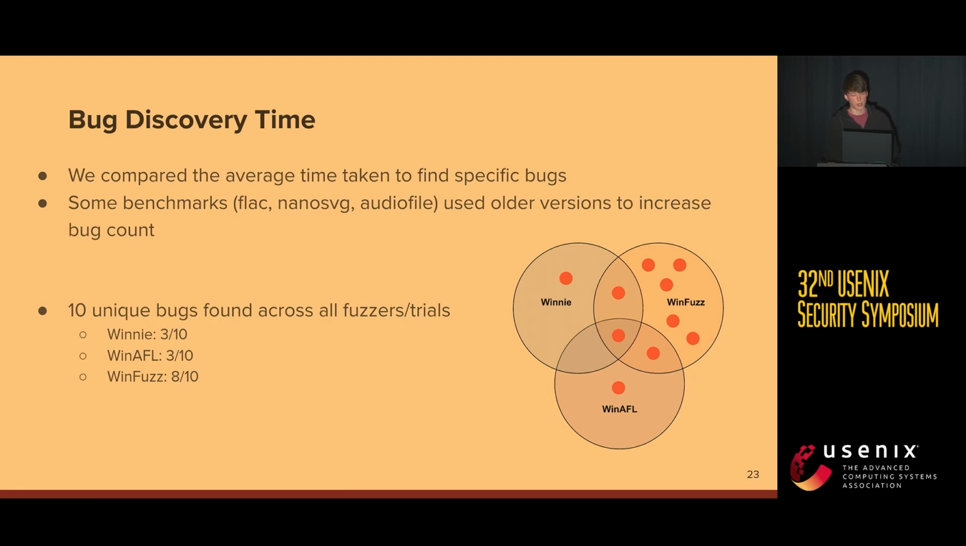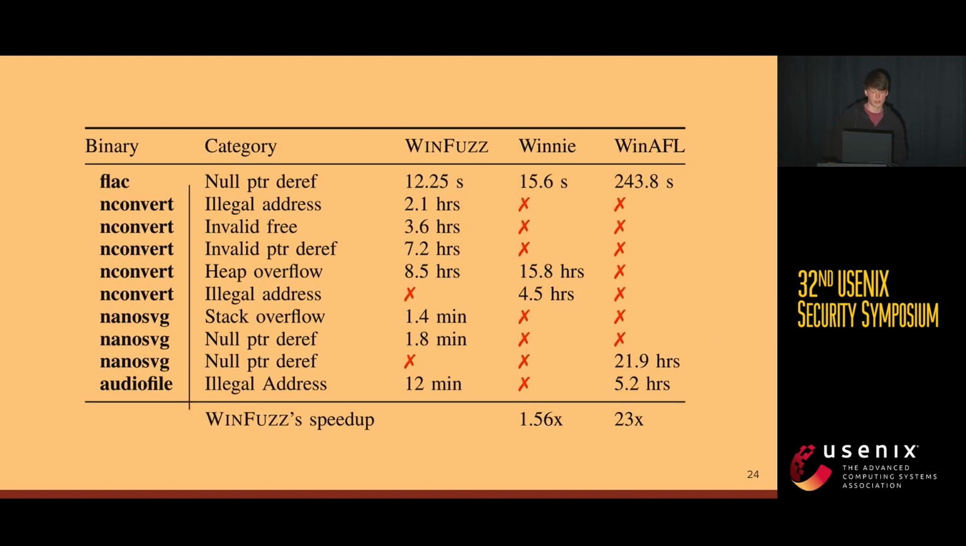Here's our bug discovery time comparison. So for this, we compared the average time each fuzzer took to find specific bugs. And some of the benchmarks we used for this used older versions. So this is kind of like a known bug time comparison. So there were 10 of those in total. WinFuzz found 8 of them. And Winnie and WinAFL found 3. So you can see the results here. Plus 56% speed up versus Winnie on average, and 23 times versus WinAFL.